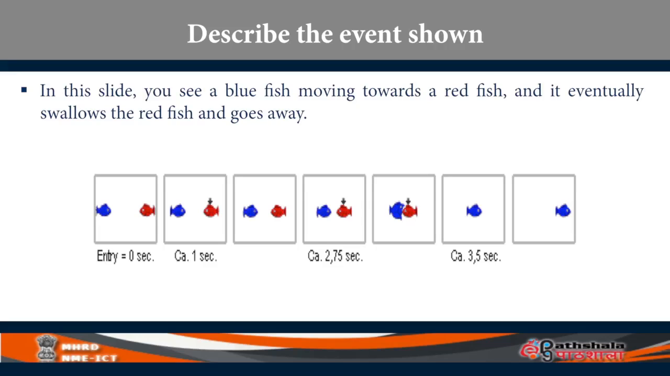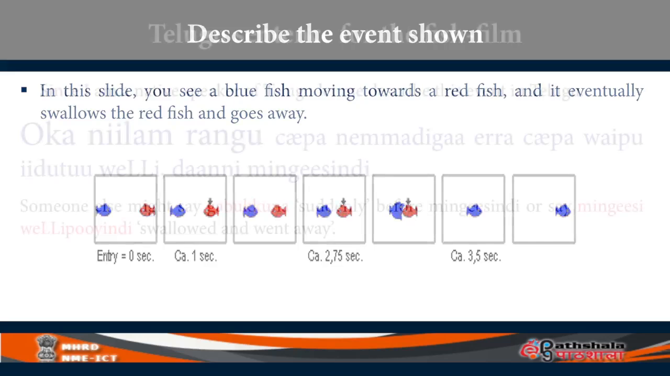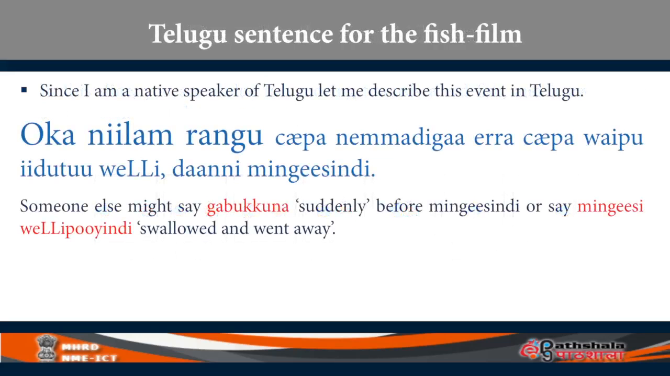Now if you are asked to tell me what's happening in that film, since I am a Telugu speaker, let me try and make the sentence in Telugu. Oka neelam rangu chapa నెమ్మదిగా ఎర్రచాప వైపు ఈదుతూ వెళ్ళి దాని మింగేసింది. Someone else might say గబుక్కుని మింగేసింది. Someone else might say మింగి వెళ్ళిపోయింది. Either గబుక్కున, which is suddenly, or మింగి వెళ్ళిపోయింది, which is swallowed and went away. Okay, slight variation. This is how we produce sentences in Telugu.